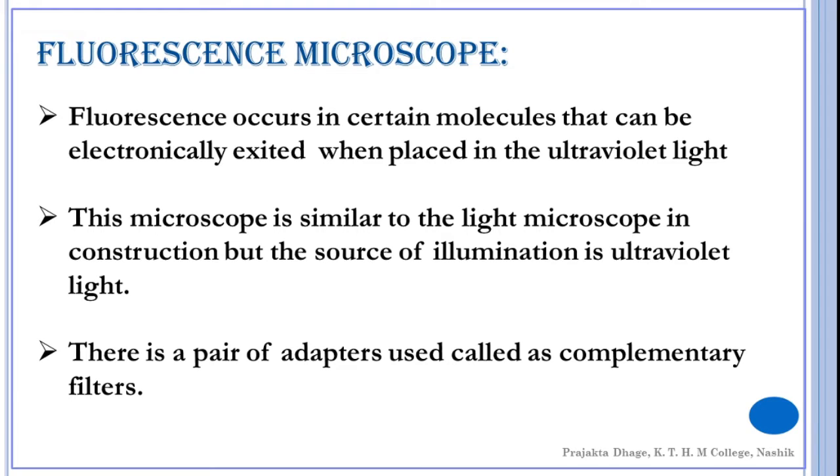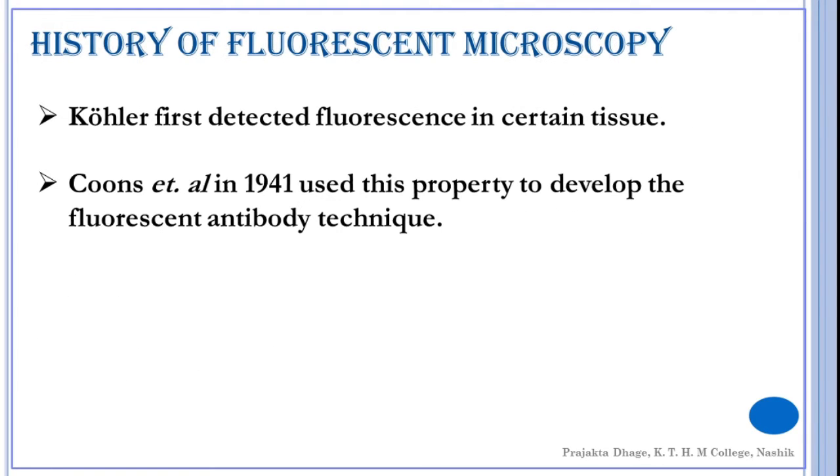Now let's move on to the history of fluorescent microscope. Keuller in 1904 first detected the fluorescence while observing certain tissues. Later on, Kunz et al. in 1941 developed fluorescent antibody technique which caused a revolution in the field of immunology.